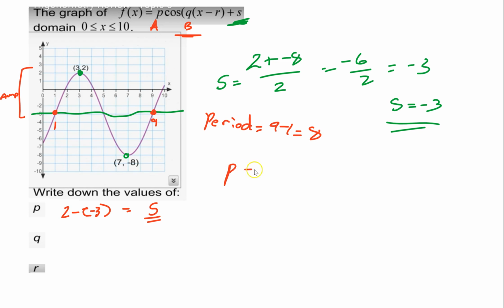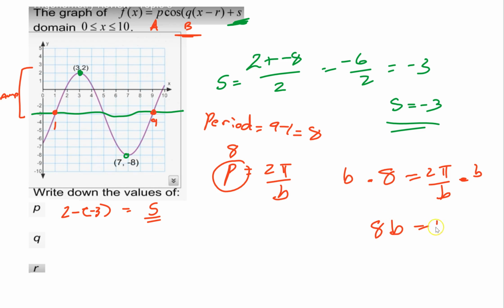Remember the idea is period equals 2 pi over B. So I have 8 equals 2 pi over b, because again, the period is 8. I still have to find b. So then we just cross multiply both sides by b. 8b equals 2 pi, divide by 8. B equals, reduce it, pi over 4. So that's mine right here, pi over 4.